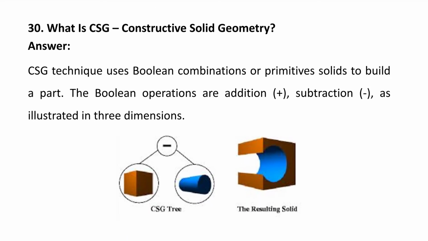Next question, what is constructive solid geometry? That is CSG. The answer is the CSG technique uses Boolean combinations of primitive solids to build a part. The Boolean operations are addition and subtraction. Here you can see an example of CSG. We have one block and a cylinder, and if we subtract the cylinder from the block, we can get a component like this. This is an example of constructive solid geometry.